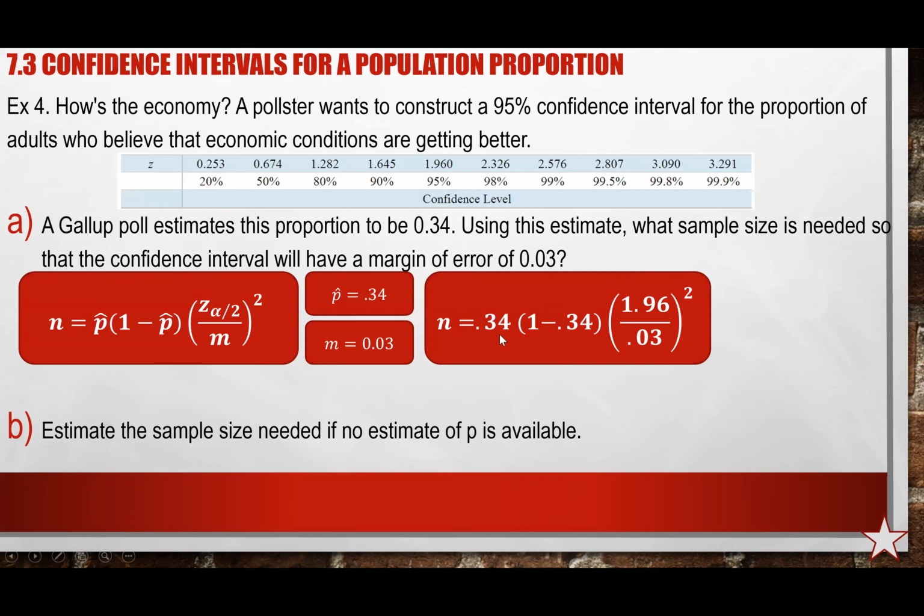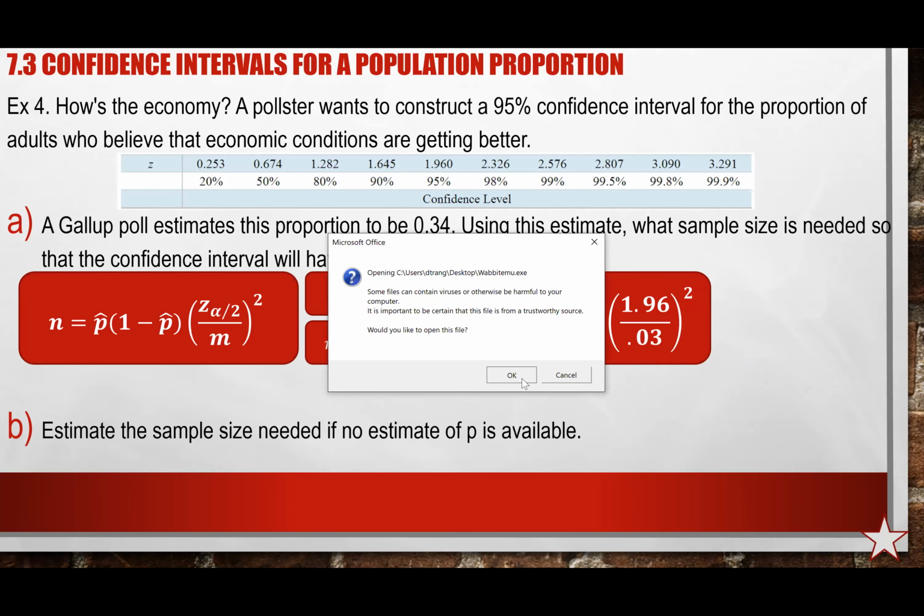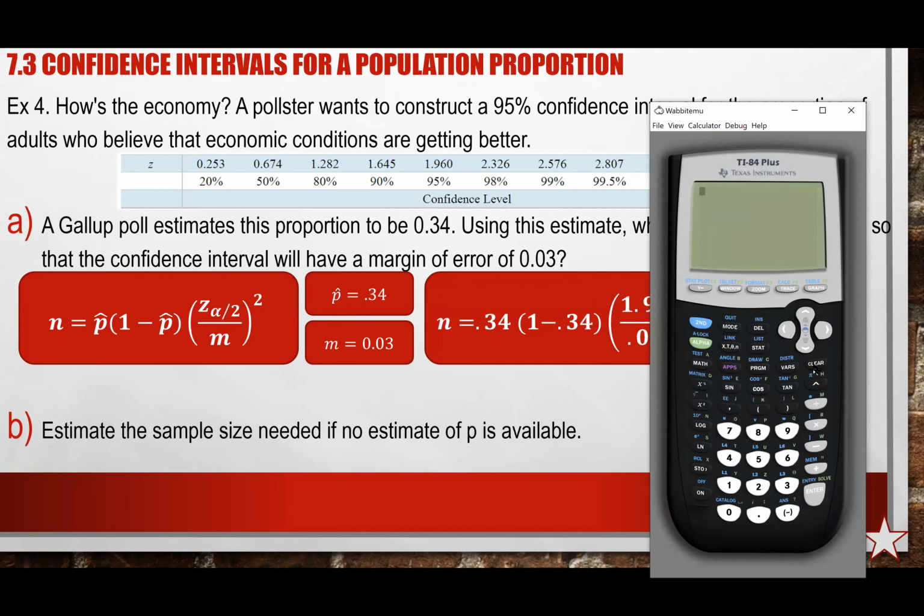My p hat is 0.34, my 1 minus p hat will be 1 minus 0.34, my z critical value is 1.96, and my margin of error is 0.03, and I need to square them up. Once you fill this in, I like to do it step by step. I like to do it this way: I type in 1.96 divided by 0.03.